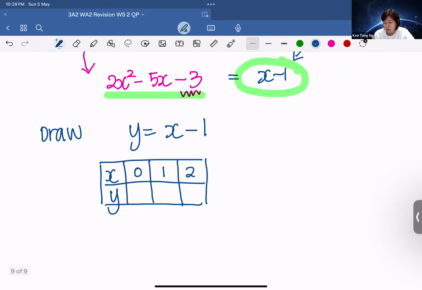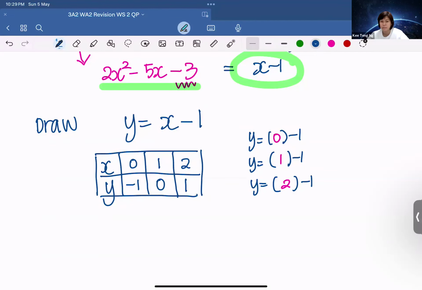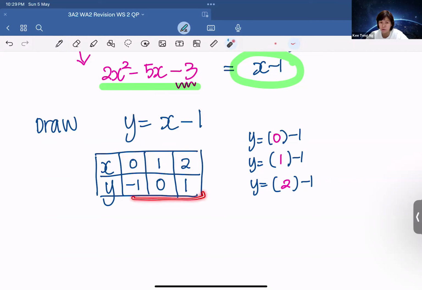Then let me substitute this. y equals 0 minus 1. That will give me negative 1. y equals 1 minus 1. That will give me 0. y equals 2 minus 1. 2 minus 1 will give me 1. Okay, so I use the equation over here, plug in the table of values for your x and find the value for y.